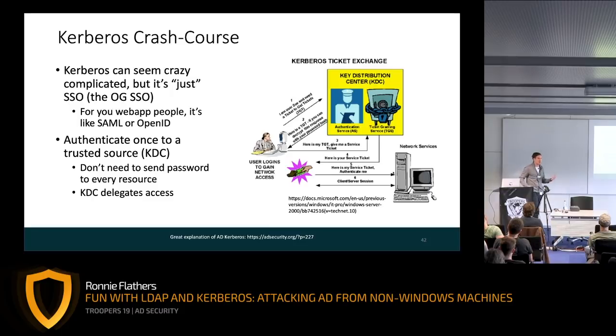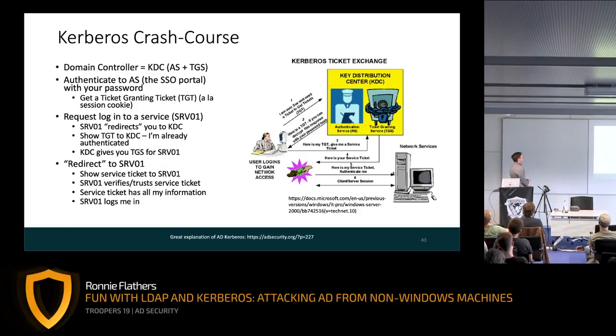And if anyone here is in web apps, like I came from that background, when I started thinking about it like SAML or OpenID, it made more sense. The idea is you authenticate once to a trusted source. It's the single sign-on portal. And then you don't have to provide your password to any other services in the domain. The single source delegates all your authentication. And the single source there is the Key Distribution Center, or the KDC. So in Windows, the domain controller is the KDC. And the KDC is made up of two parts, the authentication service and the ticket granting service. They're not super important to keep in mind right now, but they just exist on the same domain controller.